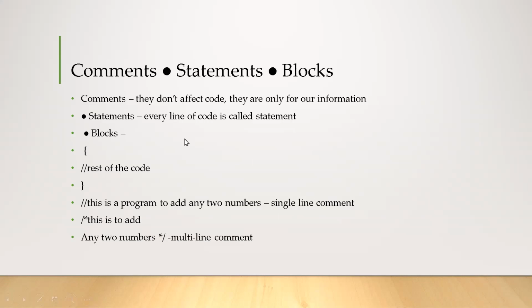So we have basically two types of comments. One is single line comment and another one is multi-line comments. They don't affect our code. They will be sitting only for our information. And then statements. What are statements in Java? Every line of code is just called a statement. And then blocks, multiple lines of code within the curly brackets. Okay, open curly bracket and close curly bracket. Multiple lines if you have, they are called blocks of code.